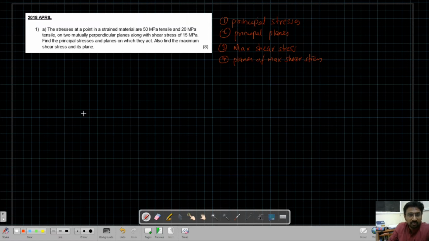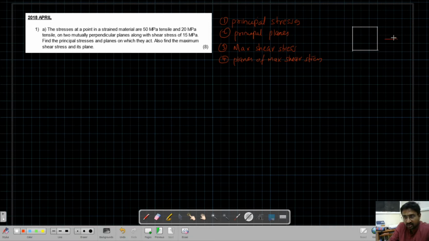Right. So the first step is basically to draw the stress block. Let me draw the stress block here. A stress block is a two-dimensional representation. We are representing the state of stress at a point using a stress block. So what we have is 50 MPa tensile in one direction and 20 MPa tensile in the other direction.